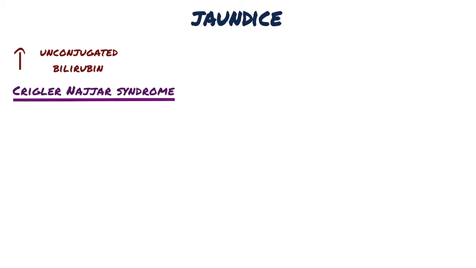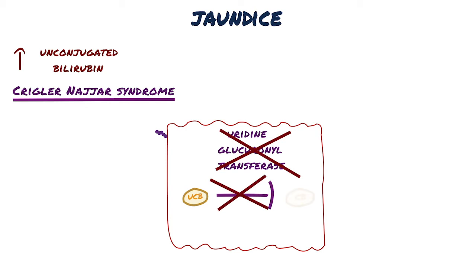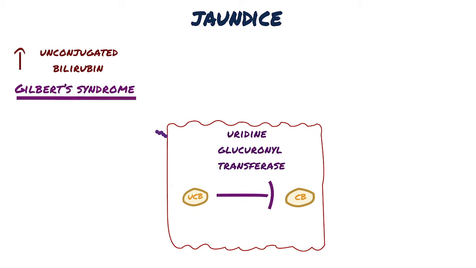Crigler-Najjar syndrome is where there's pretty much no uridine glucuronyl transferase and therefore no ability to conjugate unconjugated bilirubin. This will lead to high levels of unconjugated bilirubin and likely unconjugated bilirubin deposits in the brain, and Crigler-Najjar syndrome is usually fatal.